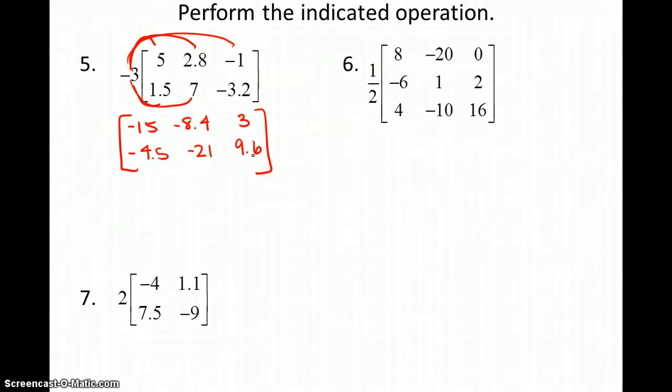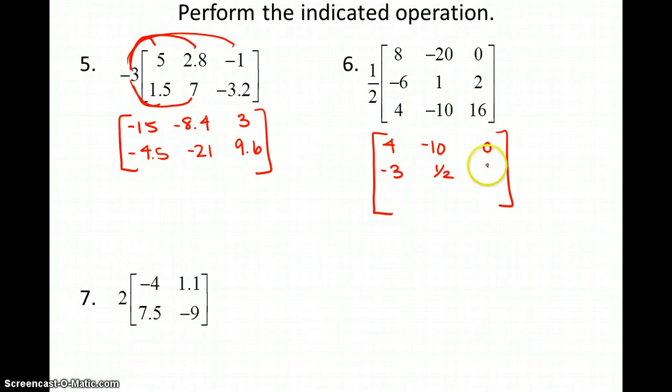For number 6, we have a fraction. Doesn't bother us because it's a half. So you'll look at this 1/2 and you'll distribute it to every single term or element inside of the matrix. So think of a half and you're multiplying it by 8. What's half of 8? 4. Half of negative 20 is negative 10. Half of 0 gives me 0. Half of negative 6, negative 3. Half of 1, 1/2. And 1/2 of 2 gives you 1.